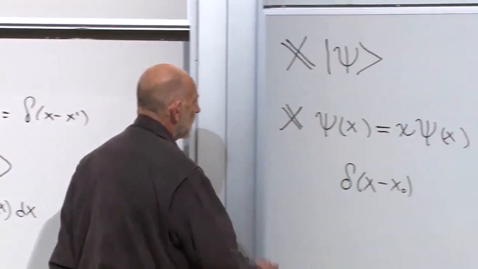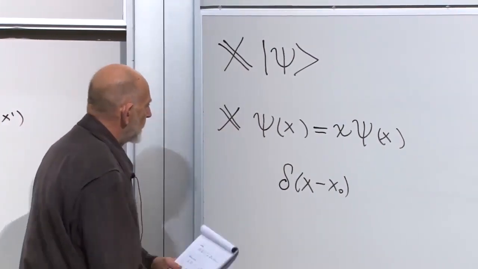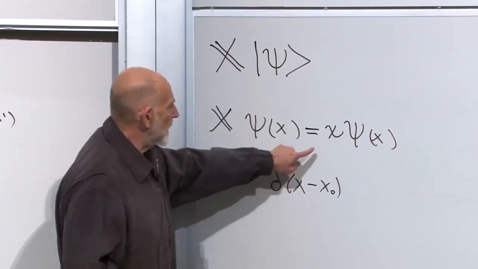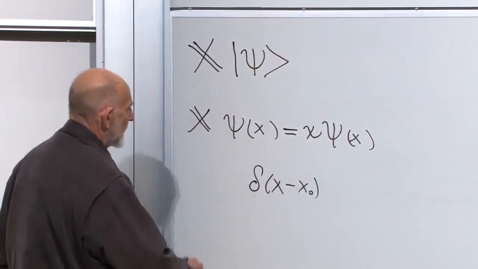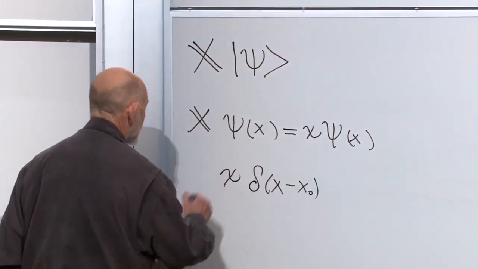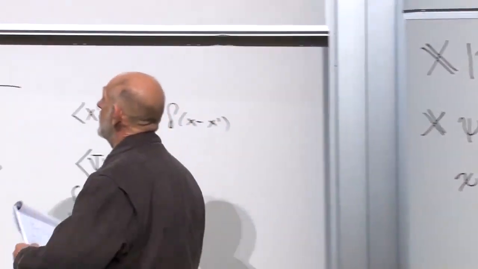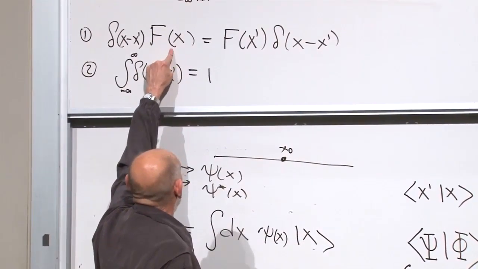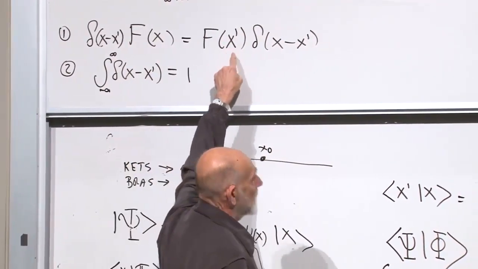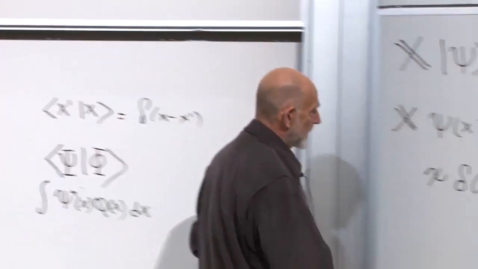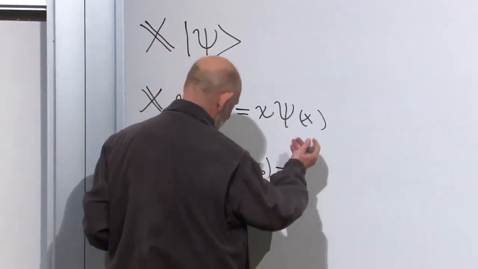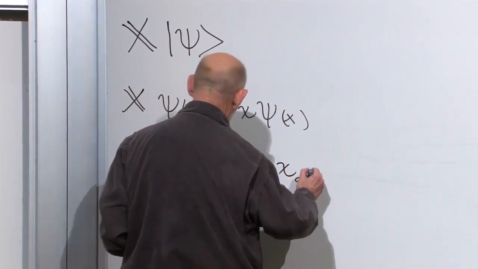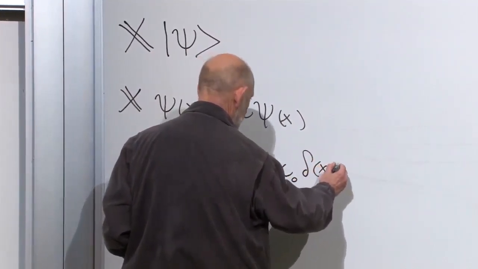And let's ask the question, when you operate with the operator x on this wave function, what do you get? Well, the answer is you just multiply it by little x. But now we go back to one of the properties of the delta function, namely that when you multiply it by any function of x, you can replace it by a function of x prime. Or in this case, x naught. This is also equal to x naught times delta of x minus x naught.